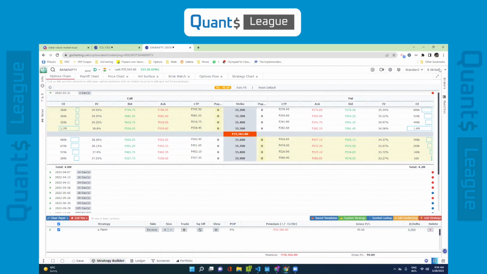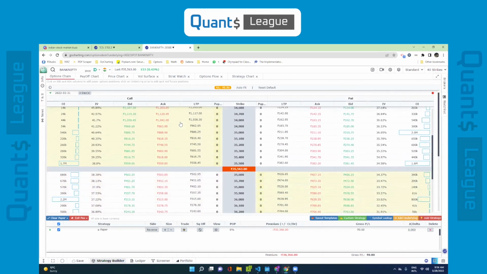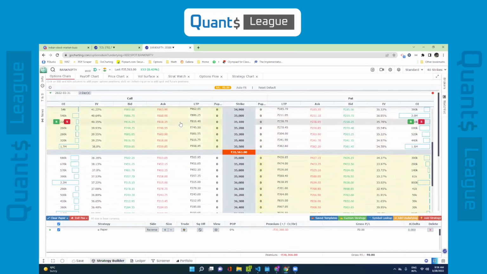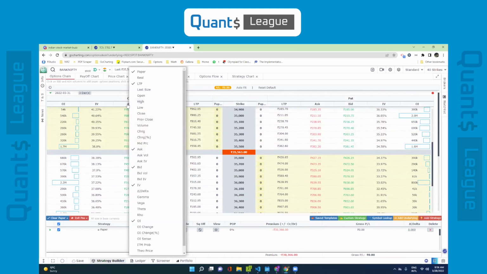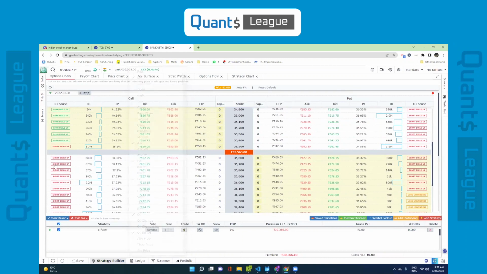I have 8 strikes chosen here, but you can obviously go up to as many strikes as you want. Suppose I go to 40 strikes. This opens up the entire option chain up to 40 strikes. You have the ability to right click on any of the columns, and you can choose up to 40 metrics. This comprises all the Greeks, all the IVs, all the volume related metrics, things like OI sense, which is basically whether it's short buildup, long buildup, or short covering at a contract level.